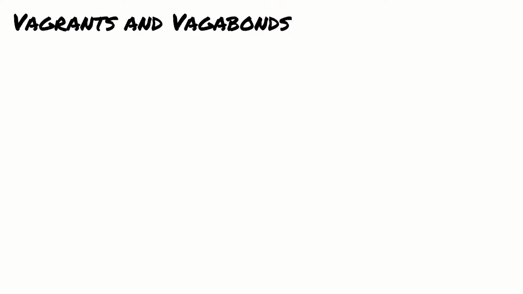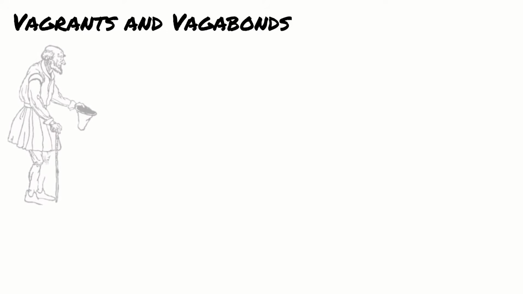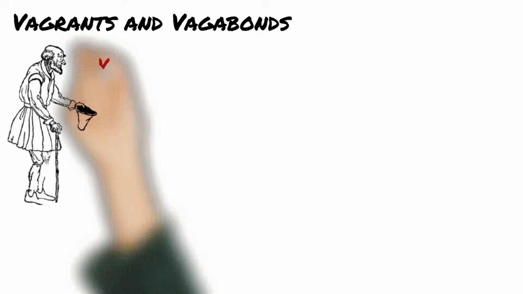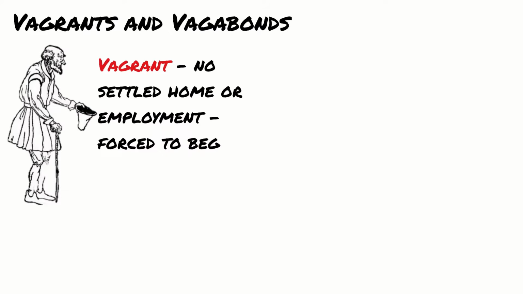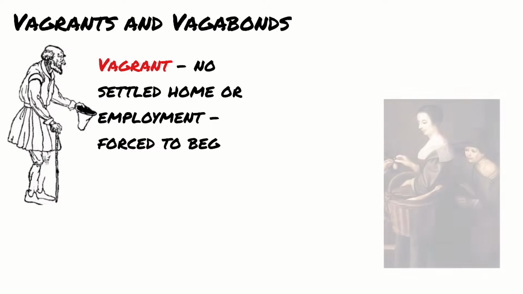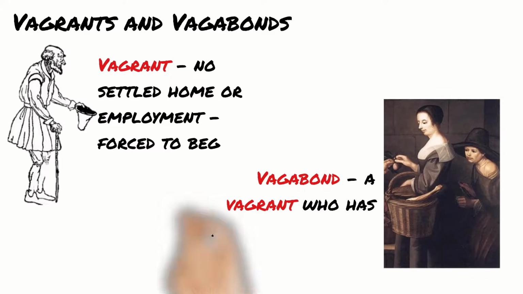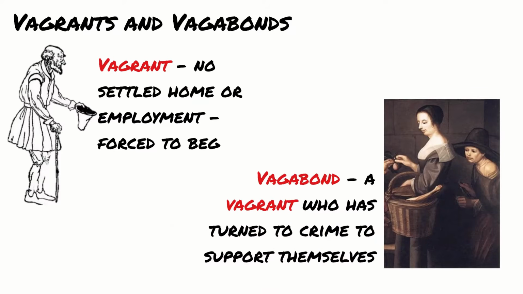Some of the poor became vagrants or vagabonds due to not being able to afford their rents, and they were dealt with harshly under the law. So what were vagrants and vagabonds? A vagrant is a term simply referring to a person who does not have a settled home or employment and who wanders from place to place and lives by begging. A vagabond is a vagrant who has turned to crime. They were seen as a serious threat to social order.